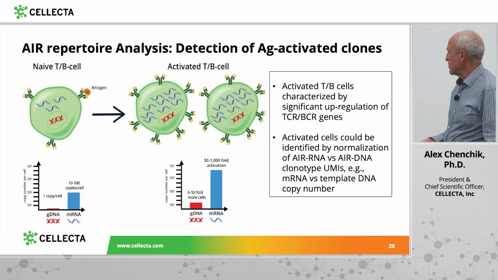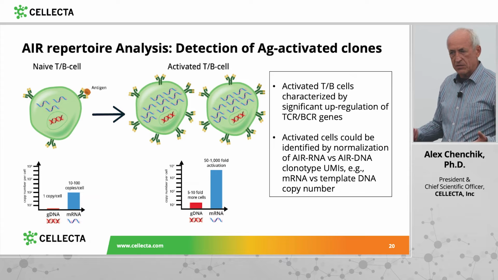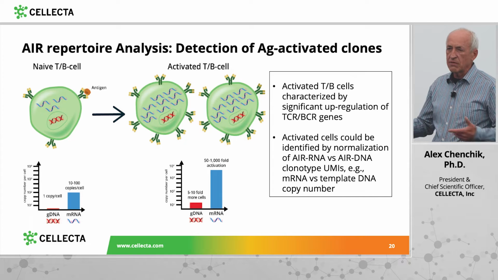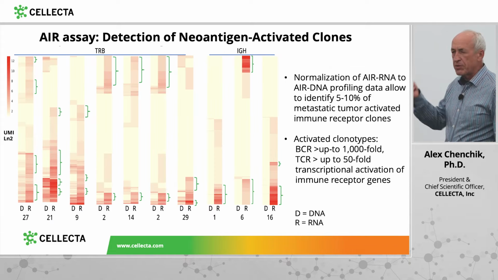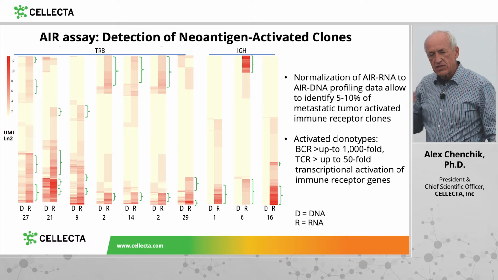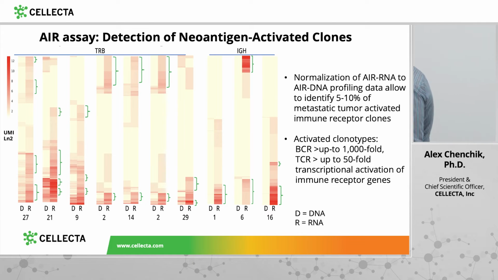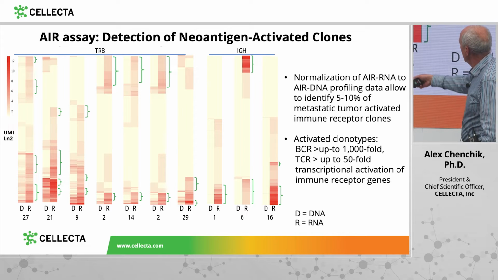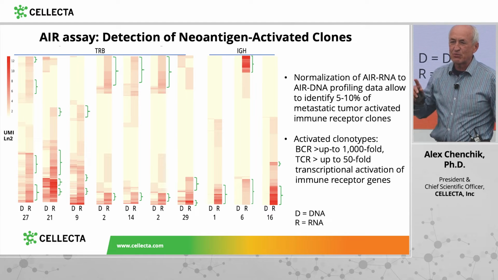Because if the cells are activated, T-cell receptors and B-cell receptors can be activated in terms of transcriptional level. By normalization of RNA level to DNA level, you can identify activated clonotypes. And here's the comparison which shows identification of these predicted activated clonotypes. And I would like to draw your attention to this right part, where is the IGH, you see? Here R is data generated from RNA, D is generated from DNA.